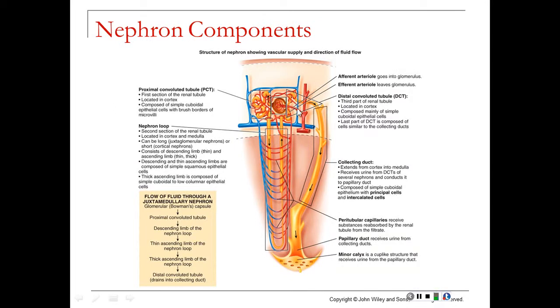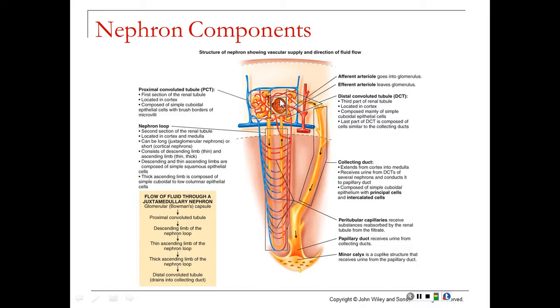You have your afferent arteriole going into the glomerulus. That filtrate's going to be captured by the glomerular capsule. The blood is going to continue with the efferent arteriole, which will eventually form all of these peritubular capillaries and go into the veins, eventually leading to the renal vein.